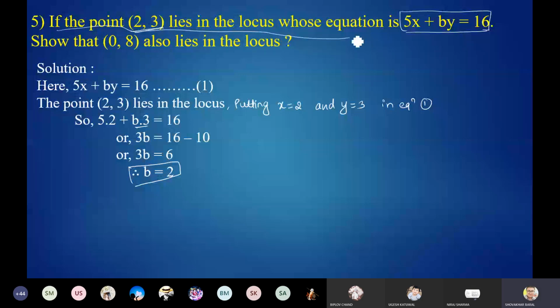Though this question is not asking to find the value of b, we need to find the value of b to show that this also lies here. Okay. So you need to be aware with the question. You need to understand what question is actually trying to say.